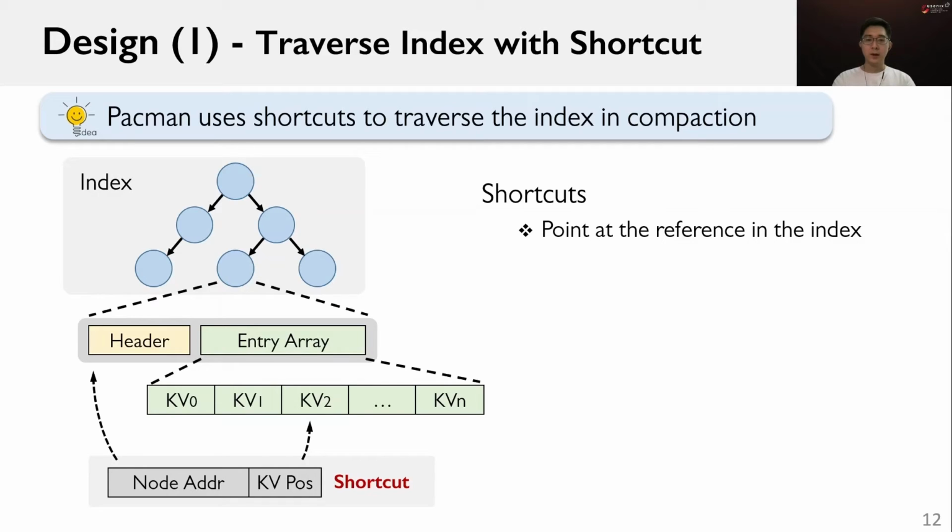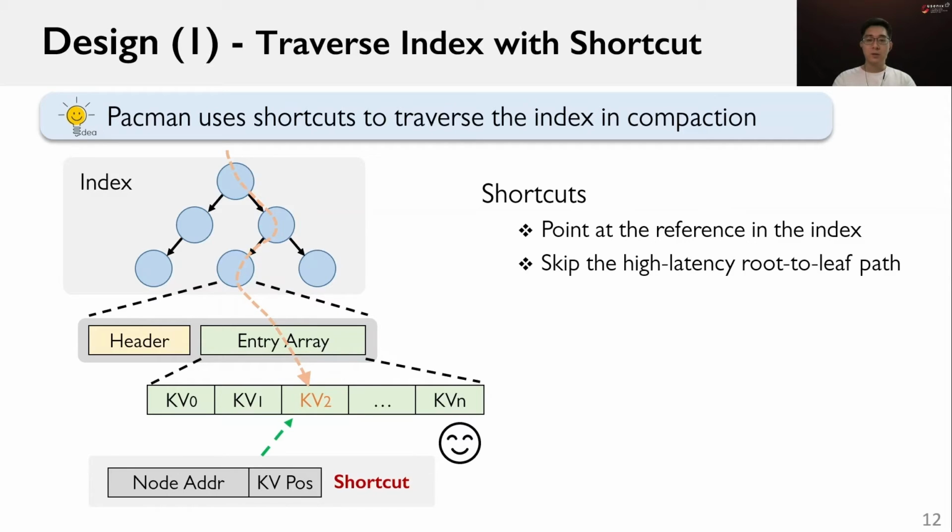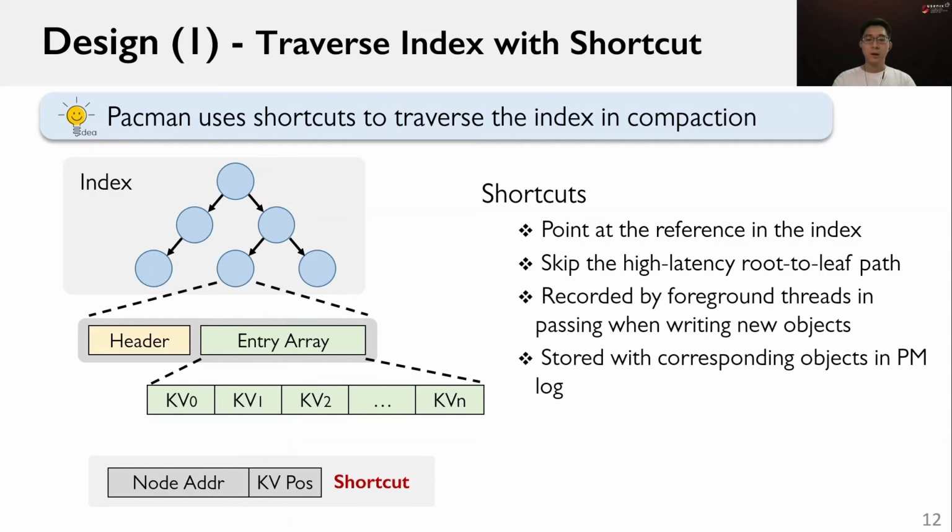Shortcuts point at the reference in the index directly. Here, we take a tree-based index as an example. A shortcut contains two parts. The node ADDR points at the leaf node, and the KV pos indicates the exact index entry in the entry array. For example, if a cleaner wants to find KV2, a traditional approach would search from the root node and traverse the long path layer by layer to the leaf node. Now, with a shortcut, the cleaner can skip the high latency root-to-leaf path and get to the destination directly.